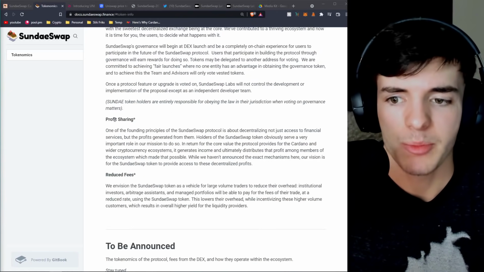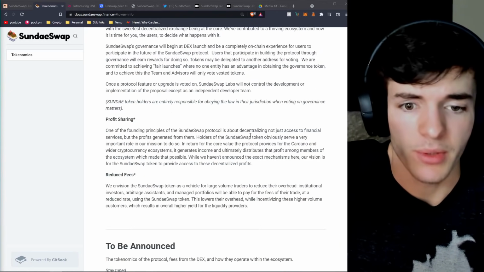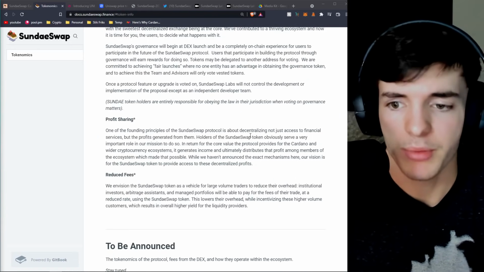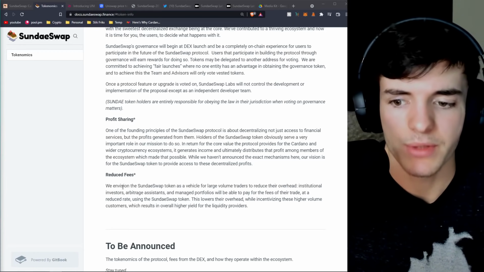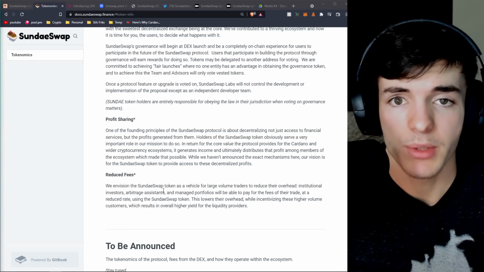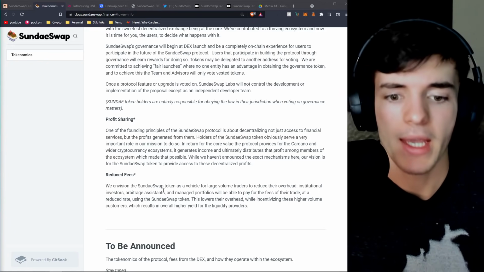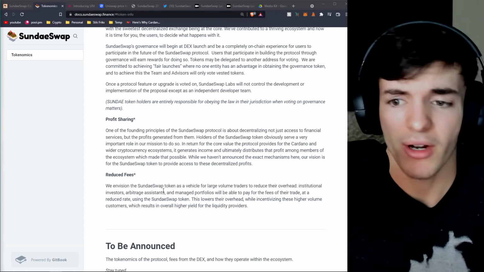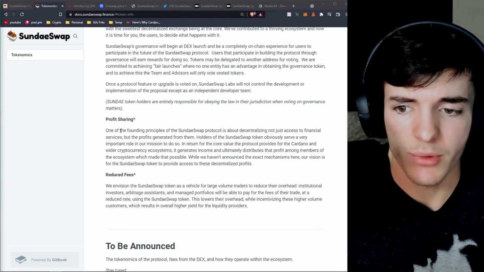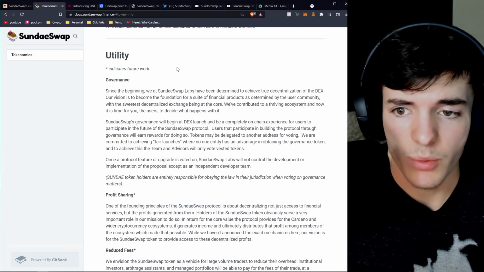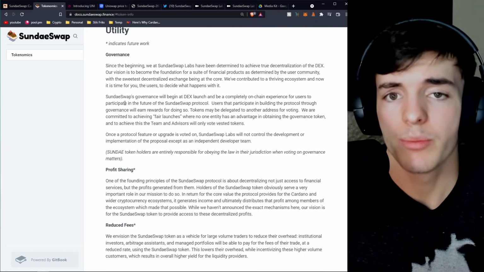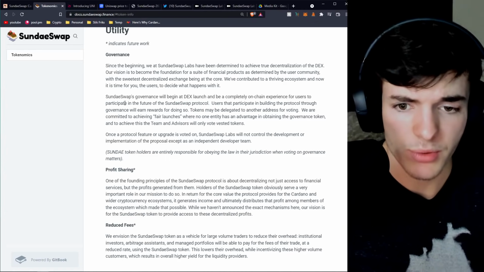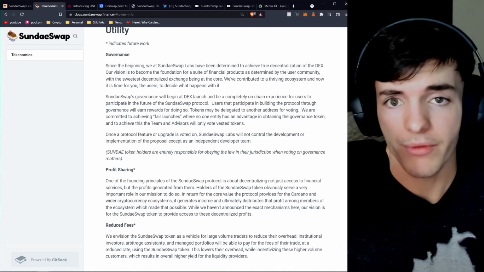Another utility is profit sharing. Basically, holding the token will grant profit sharing to the holders of the SundaeSwap token. Okay, pretty simple, pretty straightforward. Along with that is reduced fees. They envision the SundaeSwap token as a vehicle for reducing fees. So if you hold X amount of SundaeSwap tokens, say, you could get reduced fees. Now, none of these utilities are 100% sure, and this is more of a vision. This indicates future work, but these are just some ideas of what could bring even more value to the token as the DEX grows and has more users. This token will be more and more valuable.